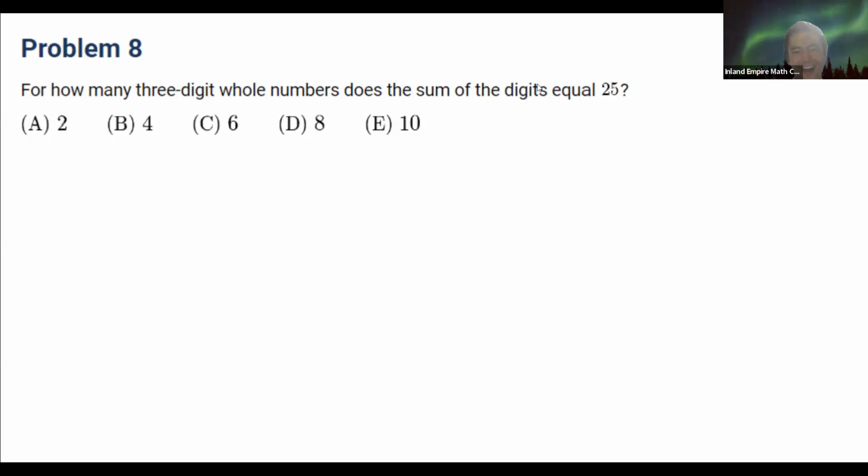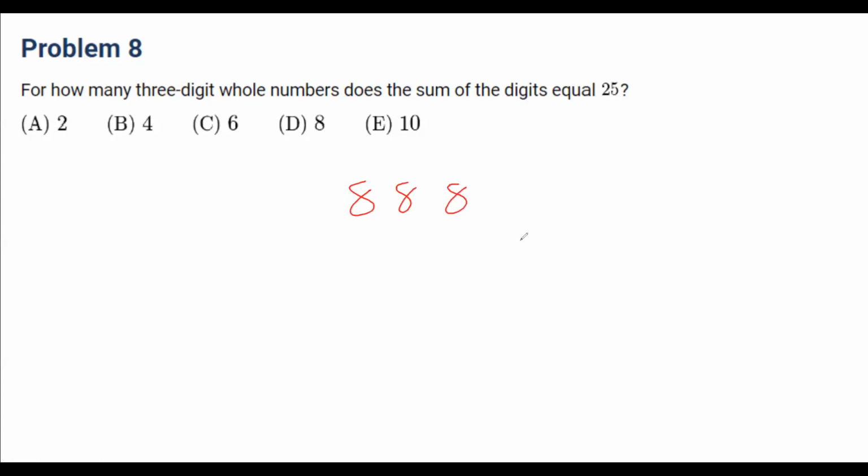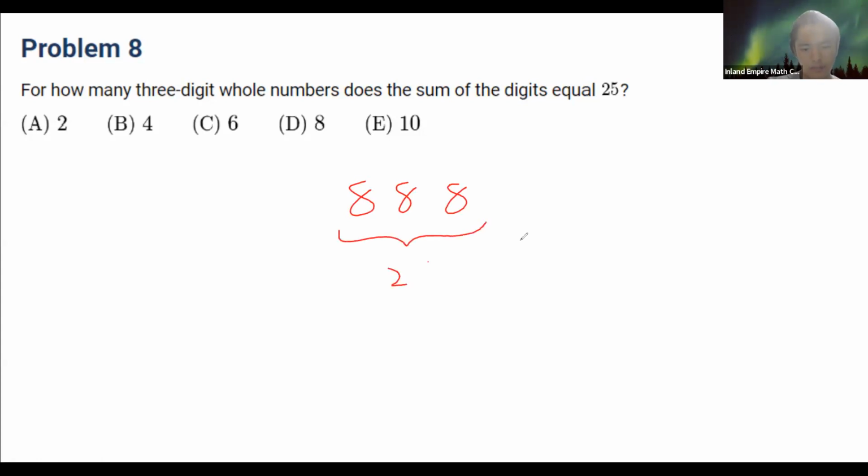Okay, so the way I would attack this problem is to first think like this. Consider the number 888. If you have this number, you'll notice that the sum of the digits adds up to 24. But if the sum of our desired number adds up to 25, that means that one of these digits must be a 9. At the minimum, whatever number you choose, one of them has to be a 9.